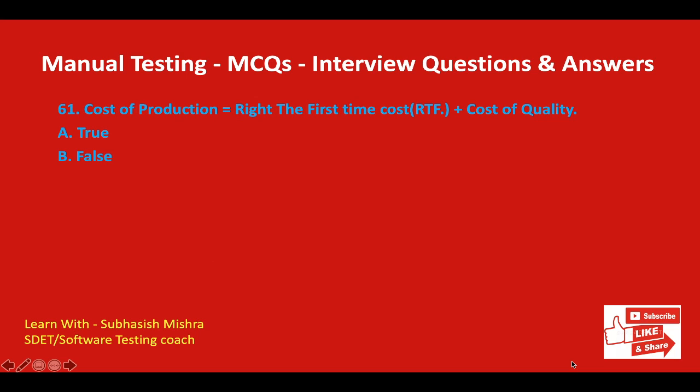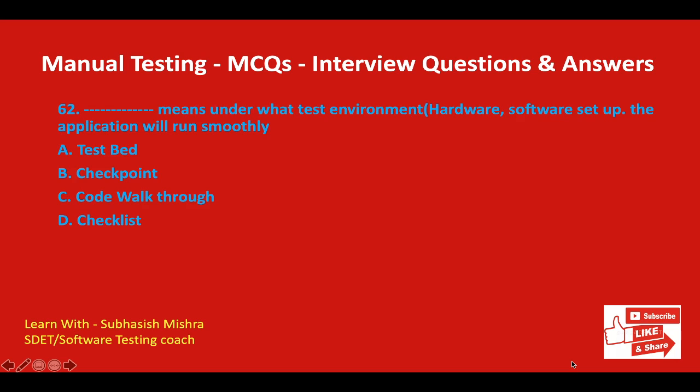Cost of production is equal to right the first time cost, RTF, plus cost of quality. This is a true statement. Okay, let's move to the next.